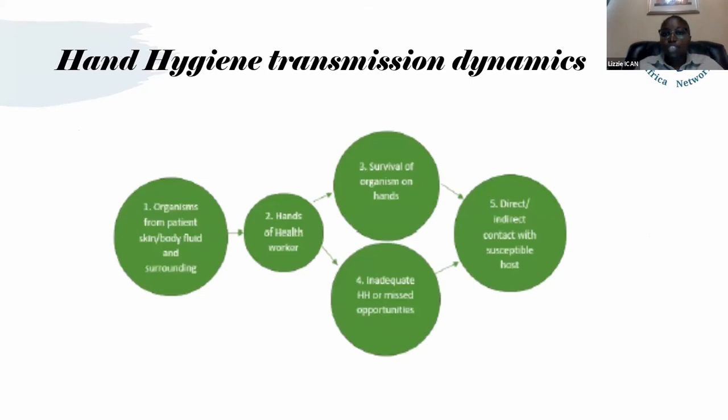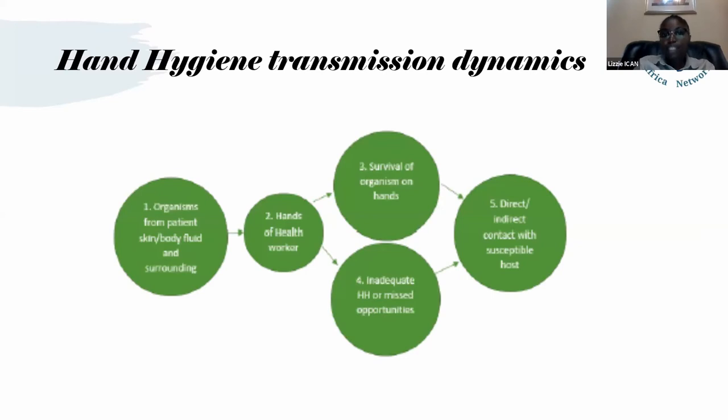And then for the transmission dynamics, why the hands become a source of contamination, I'm going to relate it with the current COVID-19 scenario. First and foremost, we start with the organisms from the patient, or the skin or the body fluid and surroundings. This is where there is the patient's flora in the patient's zone. Remember, the patient's zone is the space in which the patient is being nursed. It contains the patient, the bed, and any care equipment that is exclusively dedicated to the patient during the time of hospitalization. So it is assumed that that area is predominantly having the patient's own flora.